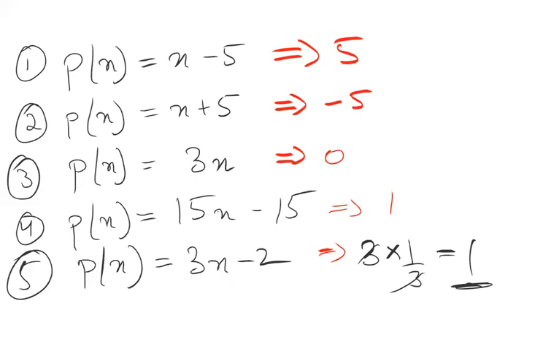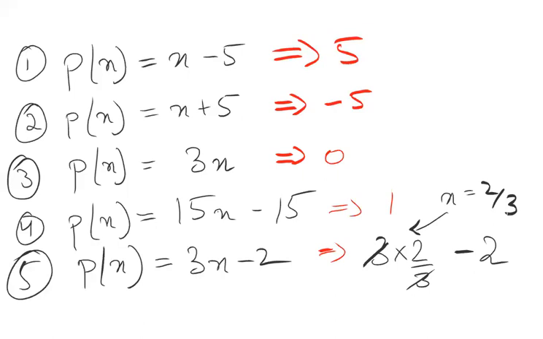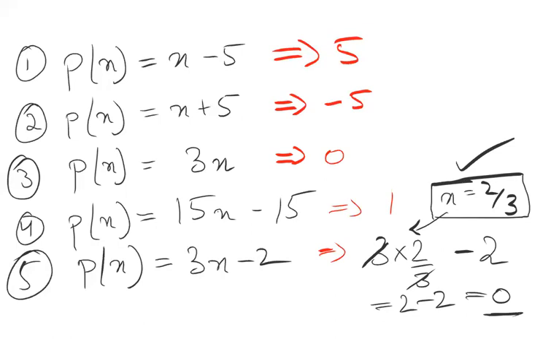So can I write it like this, 3 into 2 by 3 minus 2, keeping x equal to 2 by 3 in the last one. Okay. So this cuts, 2 minus 2 is equal to 0. I get 0. So x equal to 2 by 3 gives 0. If you've got this one correct, then well done, because this tests your understanding. Alright.